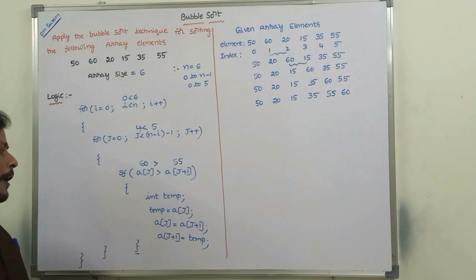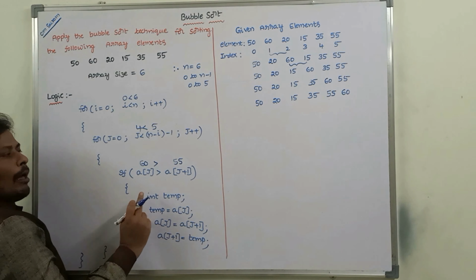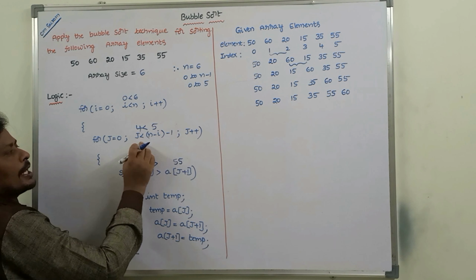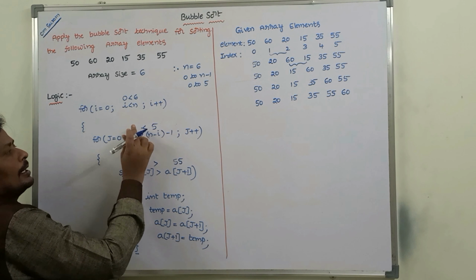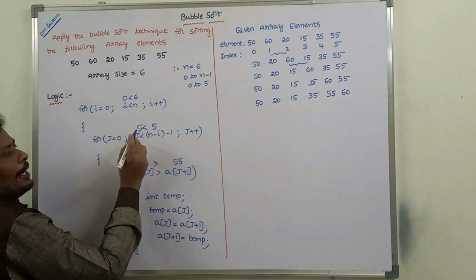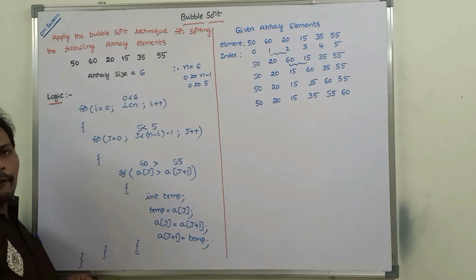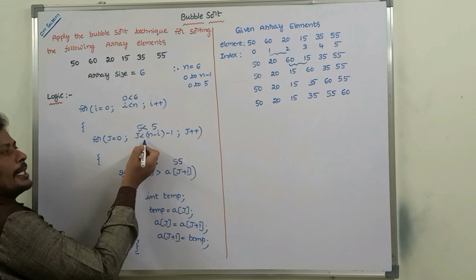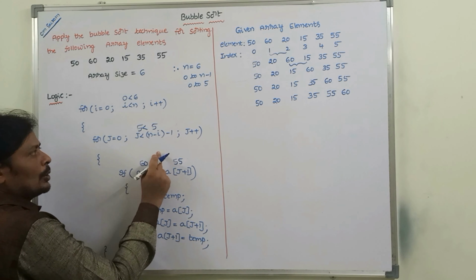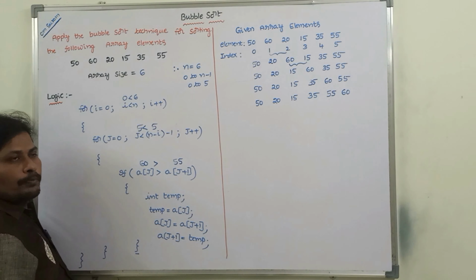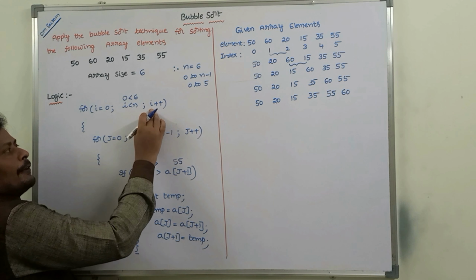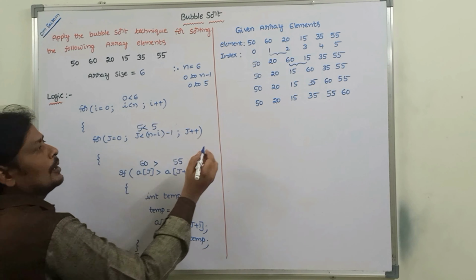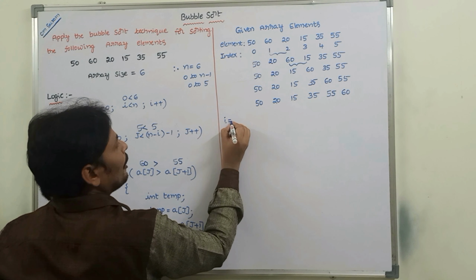Next one. After executing the if block, then again control goes to this for loop. Again j value is incremented. Now j value becomes 5. 5 less than 5. Condition false. So if the condition is false, then the control goes to outer for loop. In the outer for loop, now i value is incremented. So now i value becomes 1.